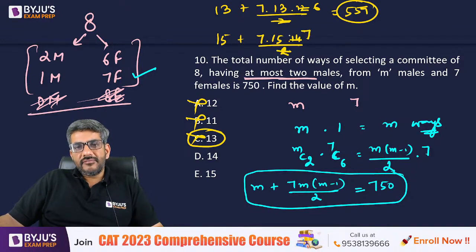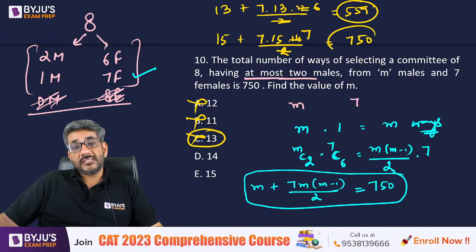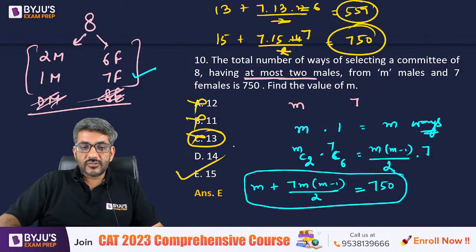2 से 7 पे गया. 15 7 जा 105 into 7 735 plus 15 750. Yes, it does make it. So therefore my answer is option E.